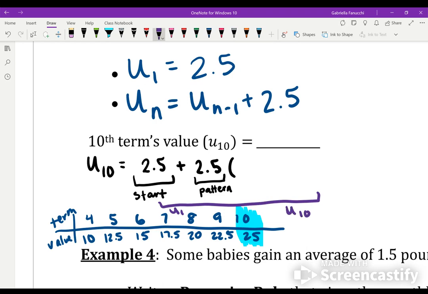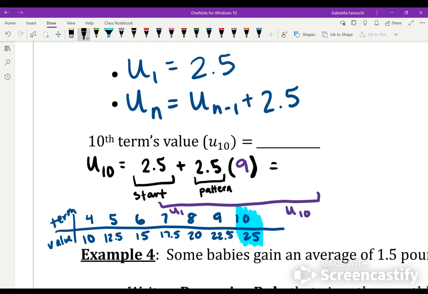How many are we adding in between? Well, we need to add it 9 times. So we're going to have 9 groups of 2.5. So we're going to multiply. So 2.5 times 9. It's going to give us 22.5, and then we add the 2.5 at the end.